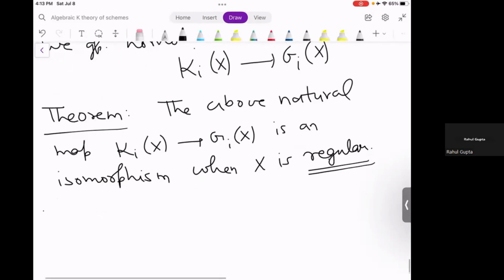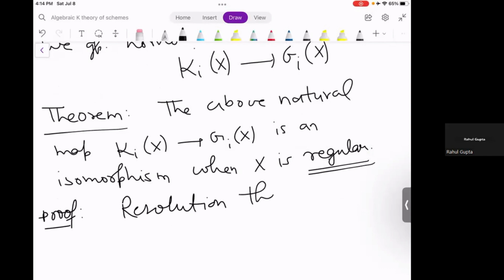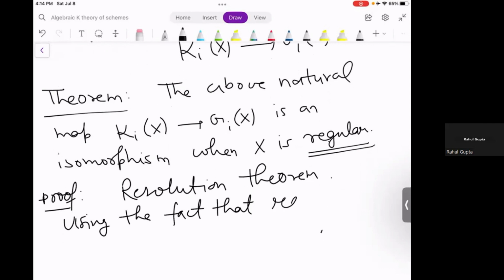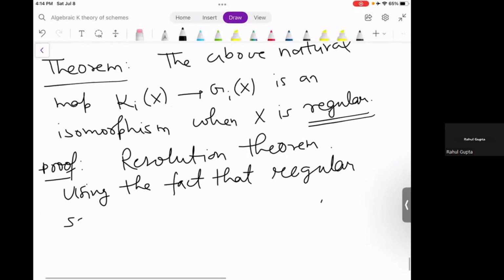And the proof again uses the resolution as a solution for it, using the fact that regular schemes have finite homological dimension.